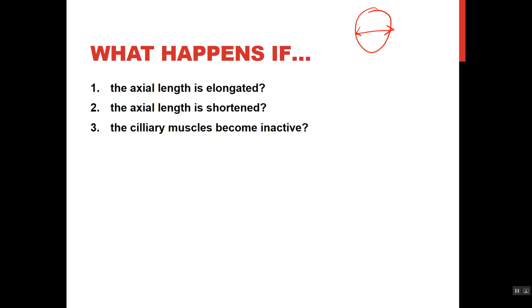Alternatively, if your eyeball is too short and you have a shortened axial length, then what happens? Where does the image get formed? Yeah, behind your eye. And so we need to have corrective solutions for that. The third example I have here is if your ciliary muscles become inactive. Let's say your lens actually hardens and cannot be contracted or elongated, then what happens to your vision? Is it good or not good? Well, it's not good. You need your eyeball to be able to focus.